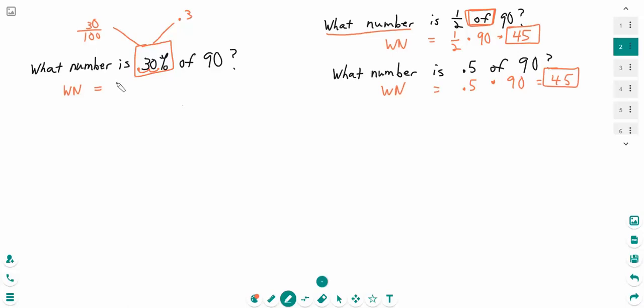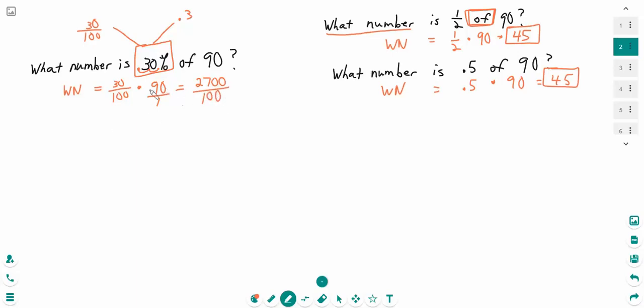So if we put that percentage in, we'll have the 30 over 100. And then we have of, which means multiply. And then we have 90 over 1 in this case. So we have 30 over 100 times 90 over 1. 30 times 90, well, that's going to be 2,700 over 100.